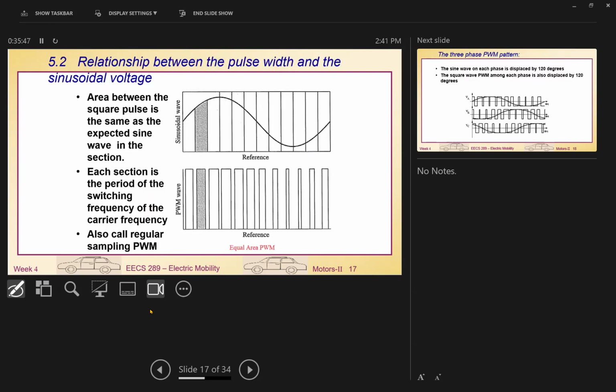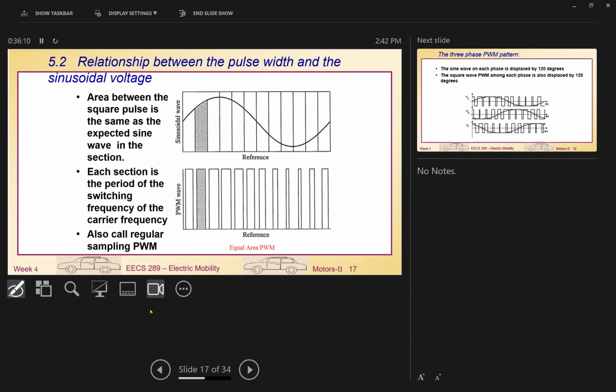So that's how the waveform should look. Again, we are using the time duration to control the voltage. We cannot control the peak voltage. The peak voltage equals the DC battery voltage. Then we only control the width. So that's why we call it pulse width modulation.